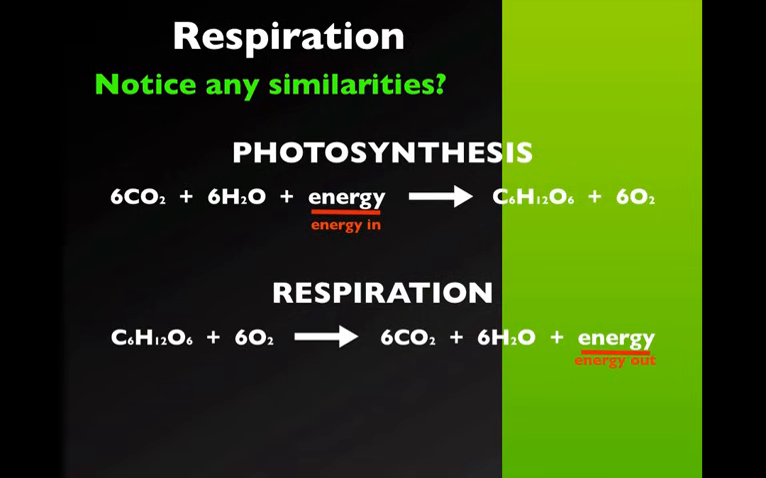So now we can look at the chemical equation for photosynthesis and respiration and compare them. And it's pretty obvious what's happening. In photosynthesis, energy is taken in by the plant, and it converts carbon dioxide and water into sugar and oxygen. In respiration, that sugar and oxygen is broken down into carbon dioxide and water, and energy is released. So we've got the same things involved in both of these chemical reactions. They're just happening in a different order. So I guess you could say that without photosynthesis, we couldn't have respiration.